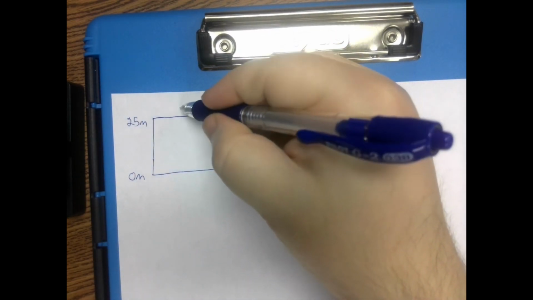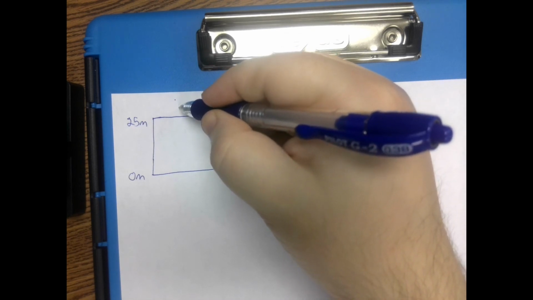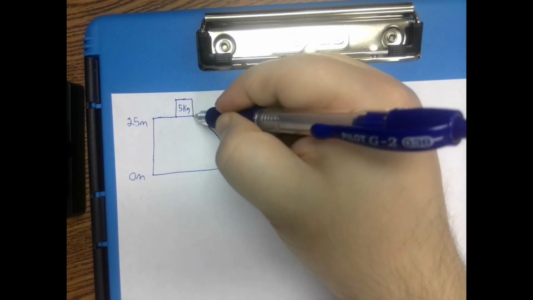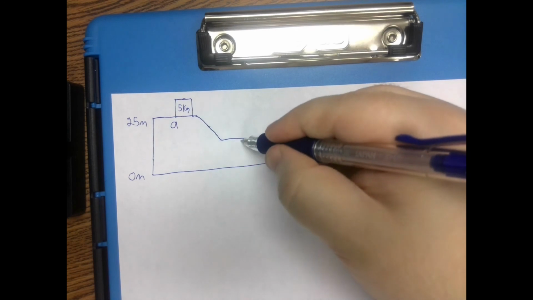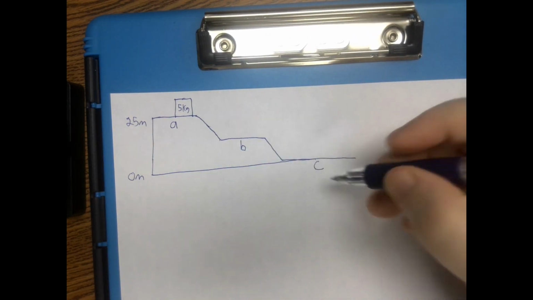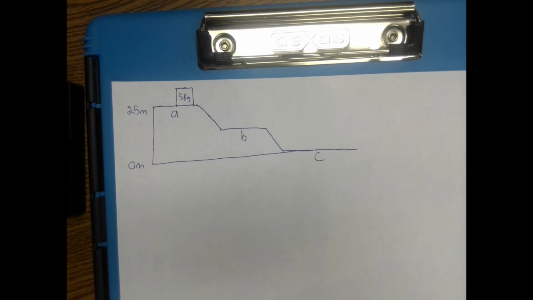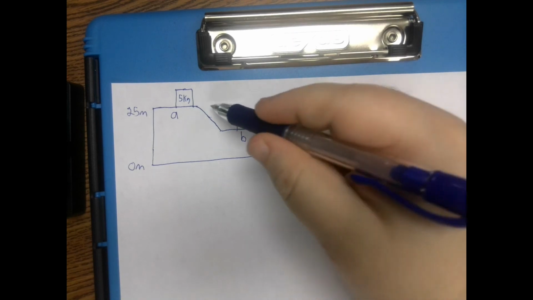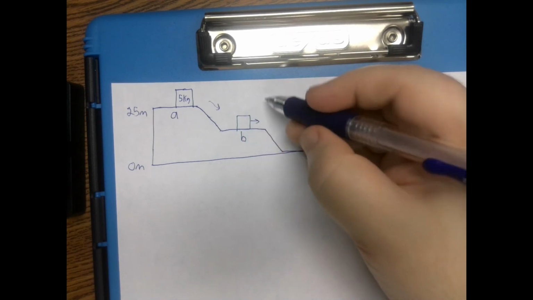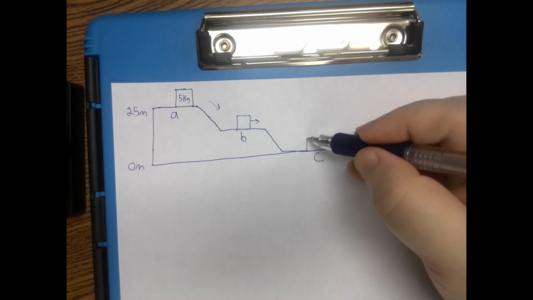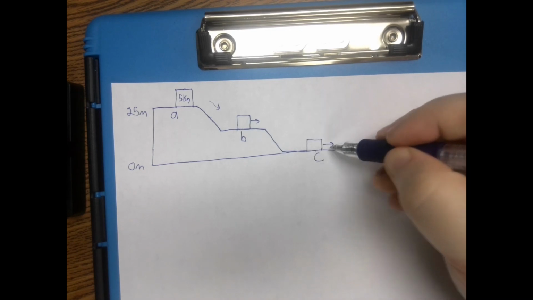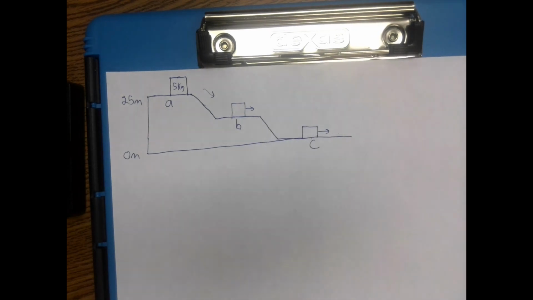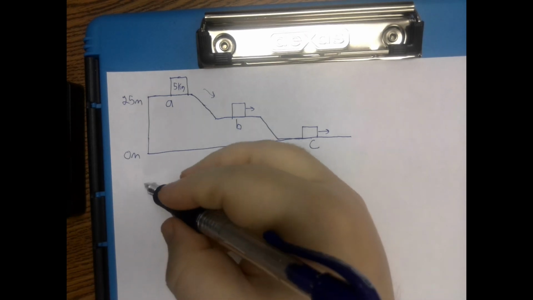So let's say that we start with a box that is 5 kilograms. I'm going to label this A, this B, and this C. The box is going to slide down. Eventually it's going to move downward here, moving at some speed, and eventually it's going to slide down again, also moving at some speed. Note, I didn't give you the height here. Let's see if we can solve it though.